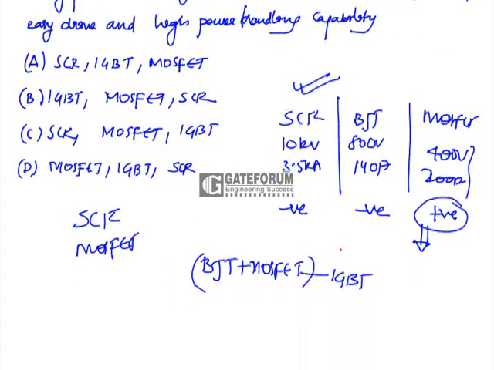high on-state conduction losses, whereas SCRs will have negative temperature coefficients. MOSFETs will have less on-state conduction losses, whereas SCRs will have power losses. This mixture means the advantages of BJT plus the advantages of MOSFET combined come into the picture for the IGBT. That's why it is used most in drive applications. So the last one is IGBT: SCR, MOSFET, IGBT. So option C is the correct answer.